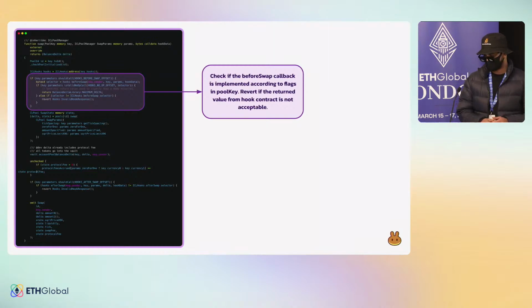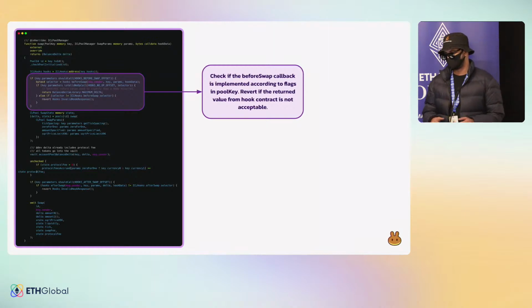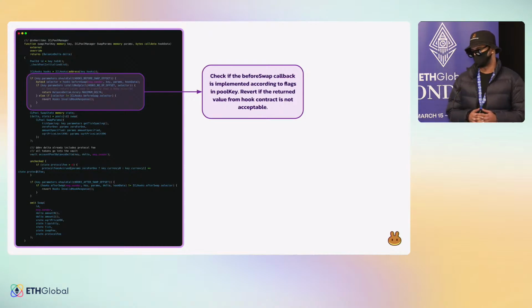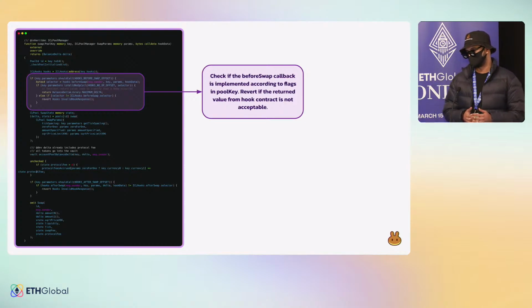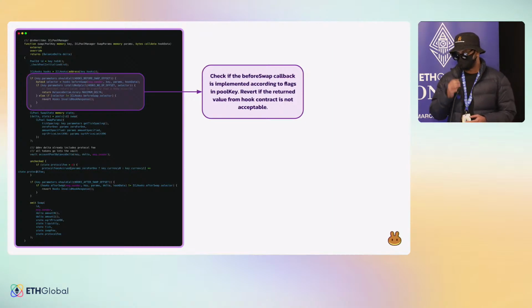Now we'll look at how pool managers work, broadly on a high level, and what the flow is. So initially the first thing it does is check if there's a before swap callback implemented. This is basically the hooks, which we'll discuss later on, but it will check if the before swap callback is implemented according to the flags mentioned initially during pool initialization, and if there is some implementation, it will execute that logic within the hook contract. Otherwise it will just move on to the next step.